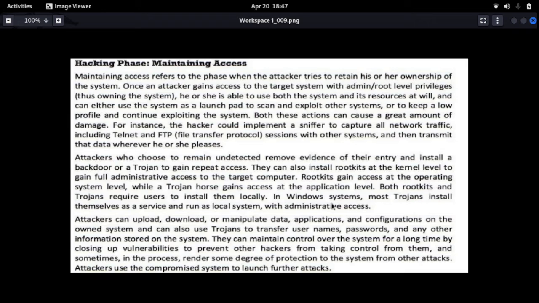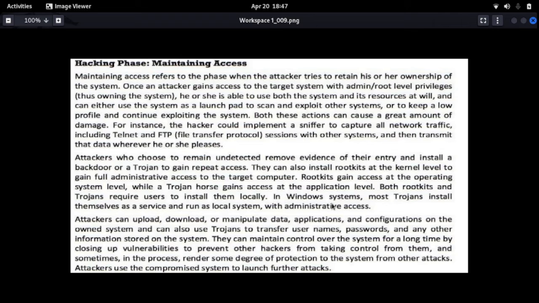Now, how do you maintain being in that system? There is a process for that. I will share this material with you. You will read through and see how this is done. Mainly, one method to achieve this is the use of backdoors. I will show you how to create backdoors. I will give you tools on how. I'll give you tools to create backdoors. Now, you know what a backdoor means.